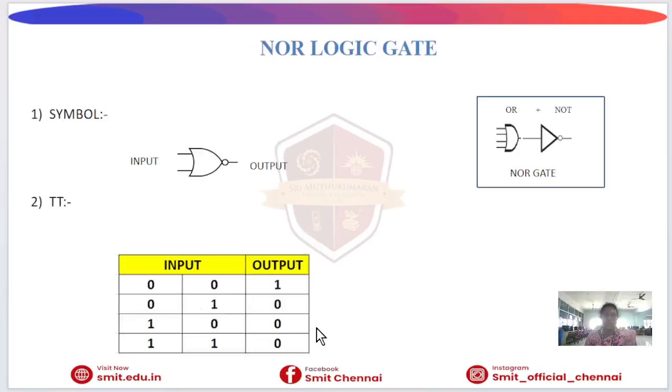This is the NOR gate. In the NOR gate, Y is equal to (A plus B) the whole complement. First perform the OR operation, then invert the result. First, OR means plus.